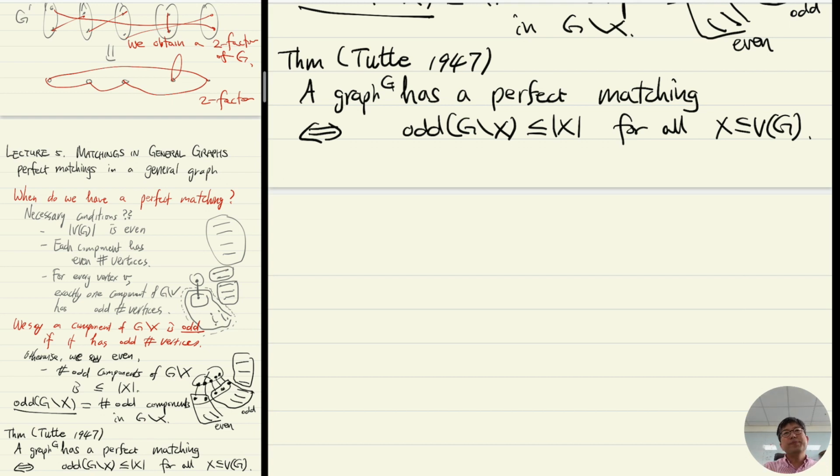All right. So how do we prove this? I'm going to show you a proof by using induction and Kőnig's theorem, or Hall's theorem, the equivalent. So which direction is easy? Well, the forward direction is easy. We have already seen it. Whenever you have a perfect matching, then for any set X, the number of odd components is at most the size of X.